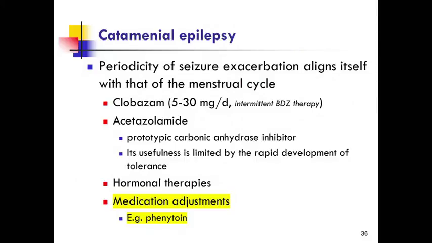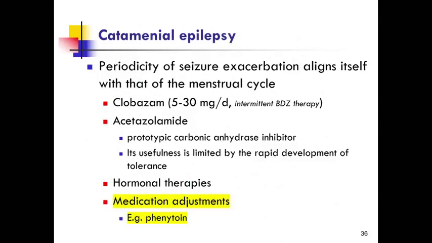Then you can have the case where women with epilepsy find that their seizures become severe, or there are exacerbations within particular times in their menstrual cycle. So that class of epilepsy, where the seizure exacerbation is tied to some particular part of the menstrual cycle, is what is called catamenial epilepsy. Okay? Catamenial epilepsy.